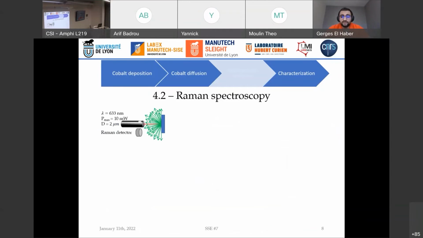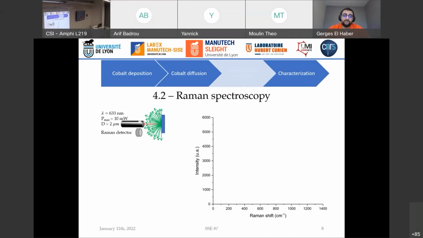Another method is Raman spectroscopy. The Raman setup used in the characterization has a wavelength of 633 nanometers, a maximum power density of 10 milliwatts, and a spot diameter of 2 micrometers. The goal is to illuminate a material with the laser, then collect and analyze the scattered light resulting from this illumination. So a graph of intensity as a function of Raman shift is the result of such a measurement.